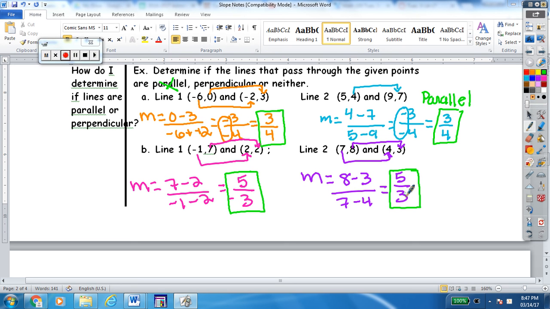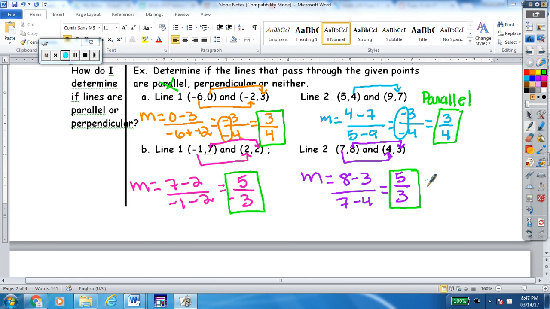In other words, one needs to be flipped from the other. And here I see a 5/3, and here I see a 5/3. So it's tempting to say perpendicular because of the negative and the positive, but that's not the case. I would need for this one to be a 3/5 in order for this to be perpendicular, and it's not. So in this case, although it seems like it should be perpendicular, it is not.